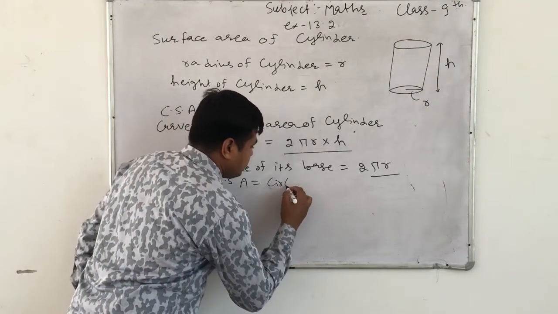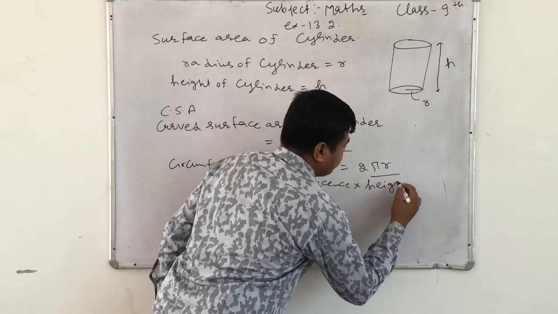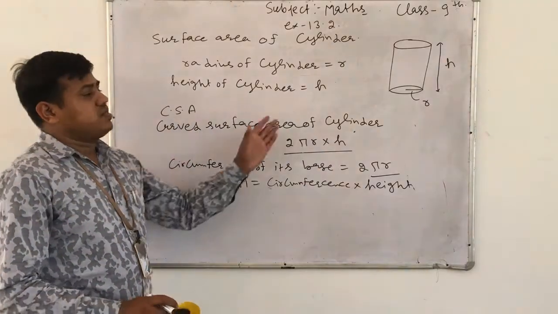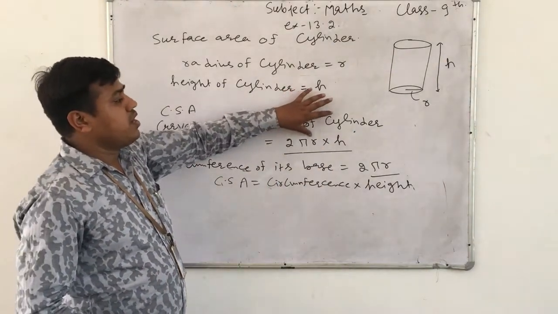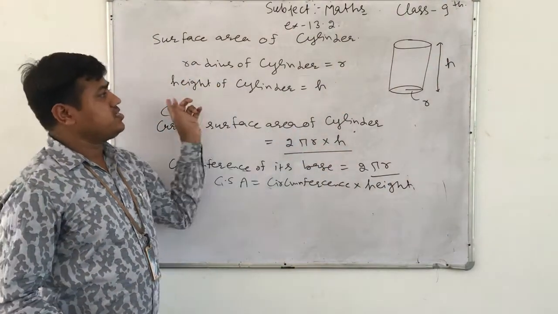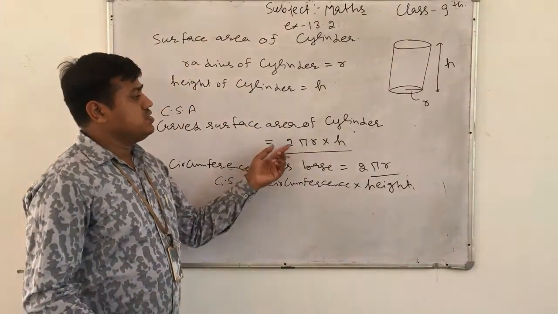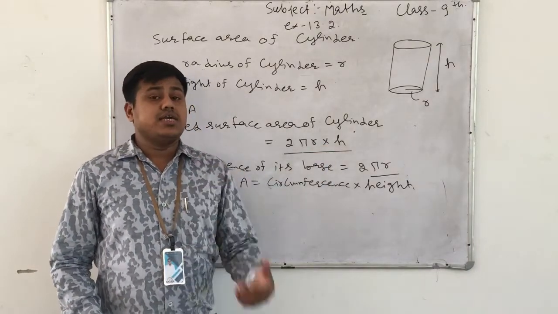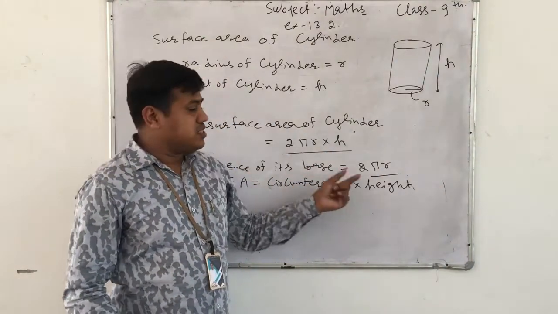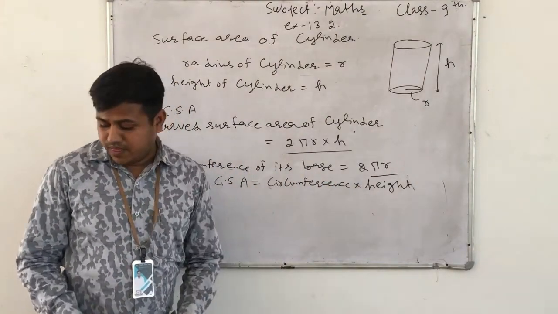So we can say circumference into height. These are two formulas for the curved surface area of a cylinder. Generally we use 2 pi r h when radius and height are given, where r is the radius of the cylinder and h is the height of the cylinder. If the circumference of its base and the height are given, then we use circumference into height for finding the curved surface area.